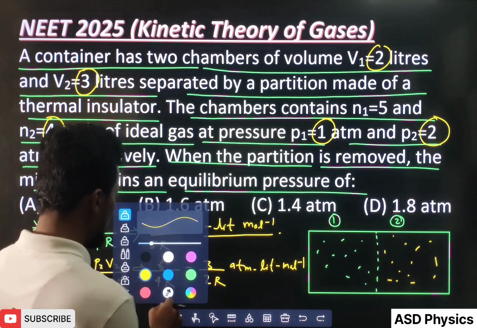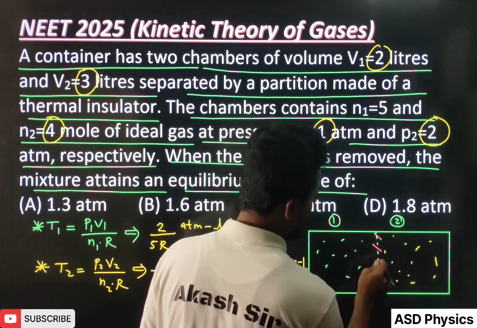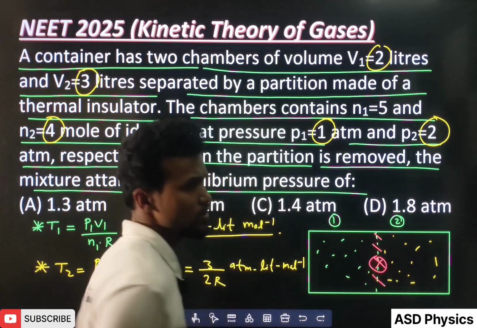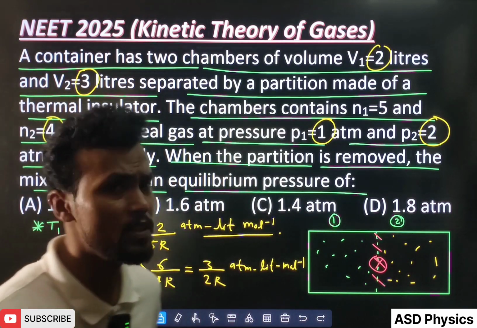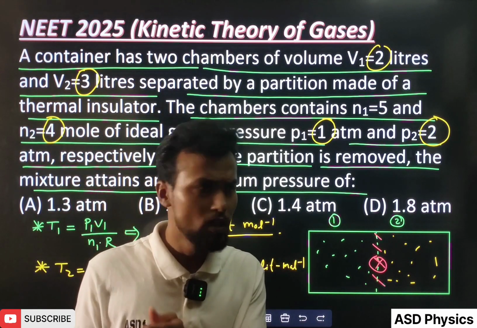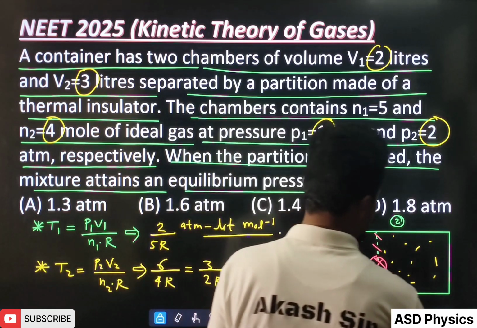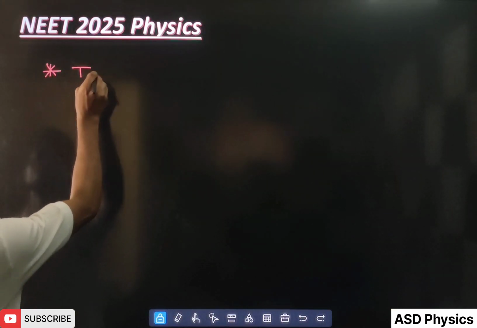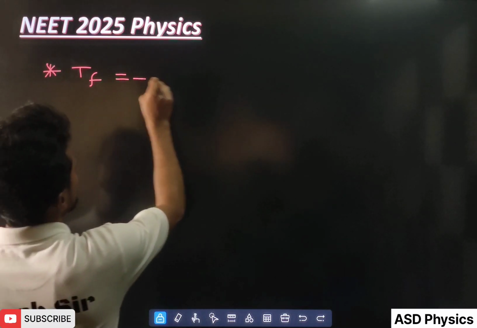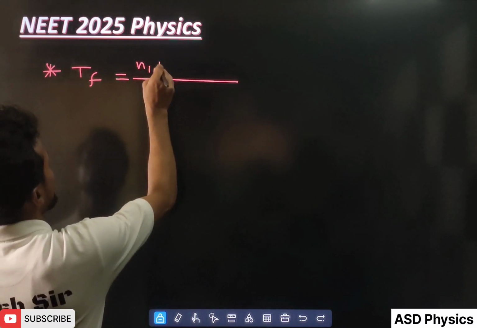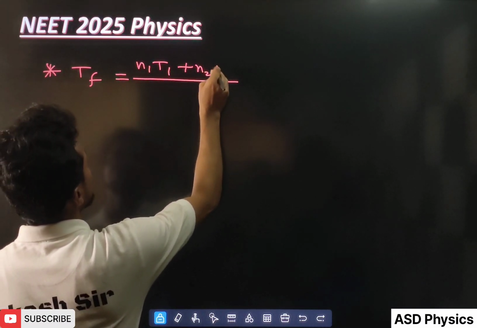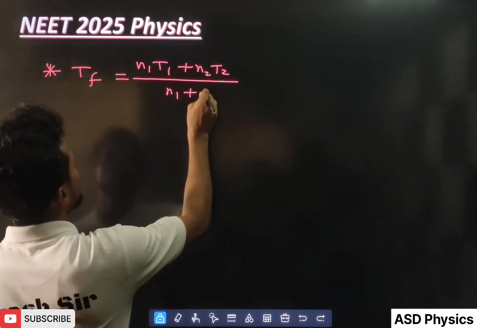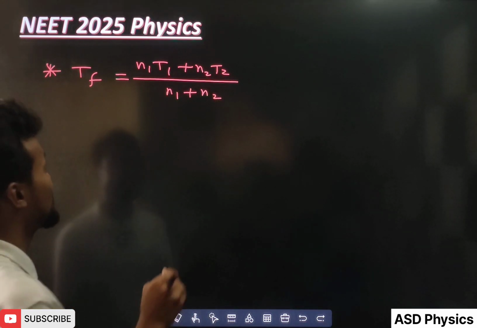Now students, what will happen when we remove this? When this chamber will be removed, the gas will flow, and thermal equilibrium will be reached, from high temperature to low temperature. Okay. So in this situation, if we write the final temperature, remember that it is N1 T1 plus N2 T2 by N1 plus N2. This formula I have to remember.